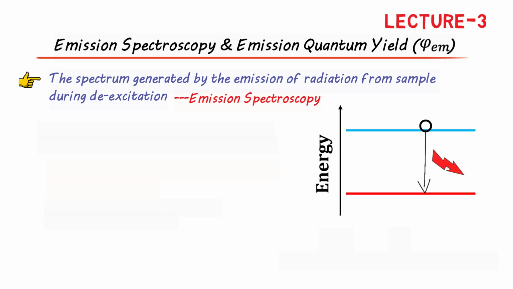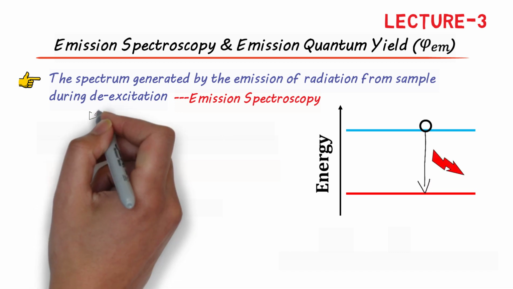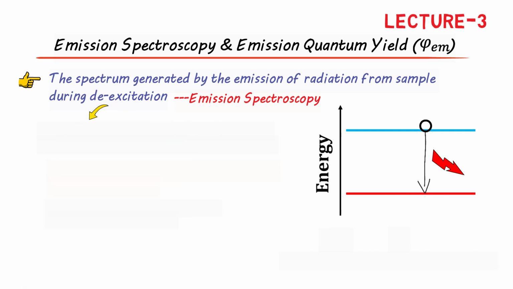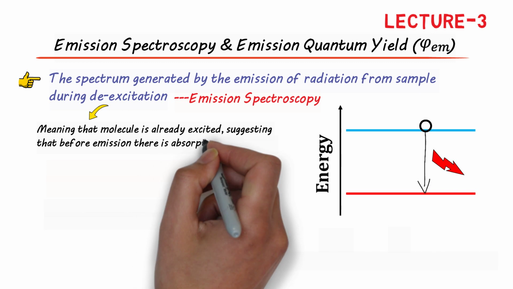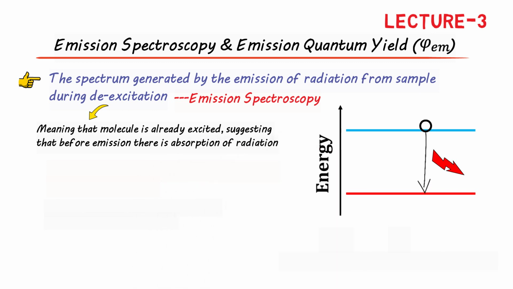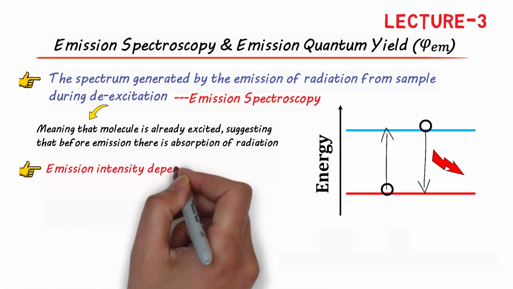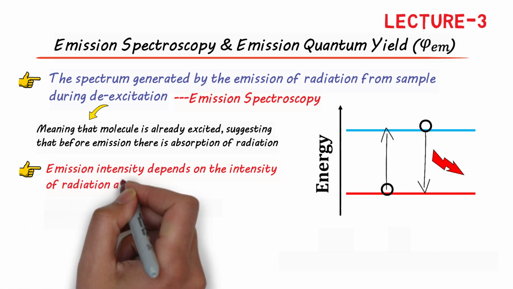of a photon. Now, the term de-excitation is important, meaning that the molecule is already excited, which suggests that before emission there is absorption of radiation. The more molecules from the ground state reach the excited state by the absorption of radiation, the more will be the emission of radiation. So we can say that the emission intensity depends on the intensity of radiation absorbed.